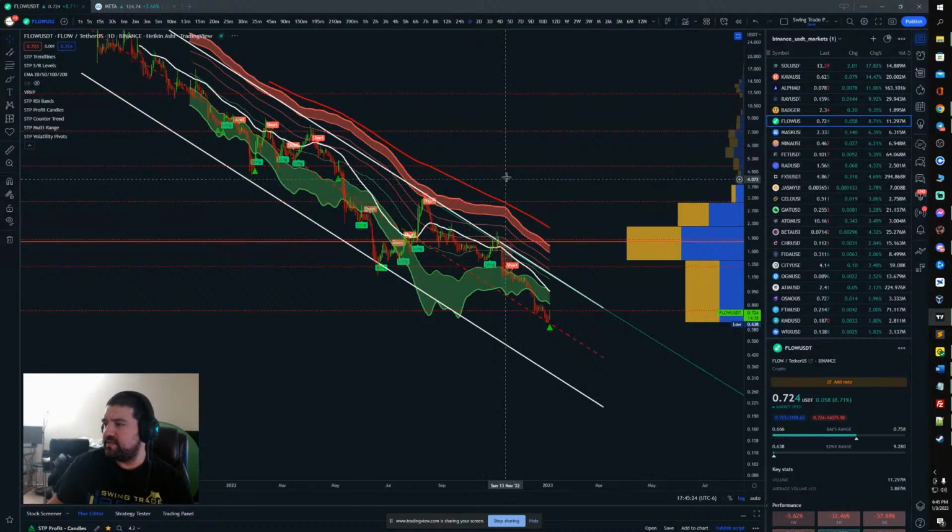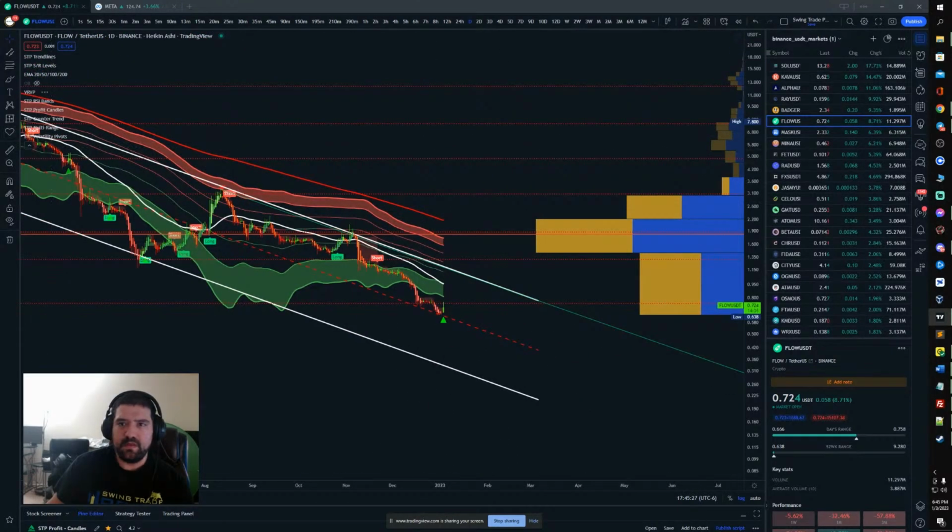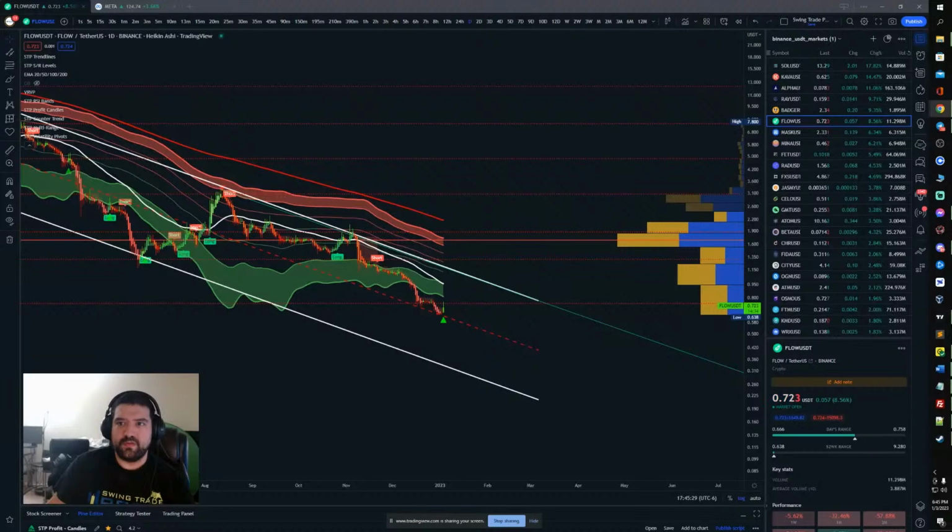All right, so let's look at some assets here. Looks like more people are coming in through YouTube than TradingView. Cool. Well, it's casting from TradingView right now to YouTube.